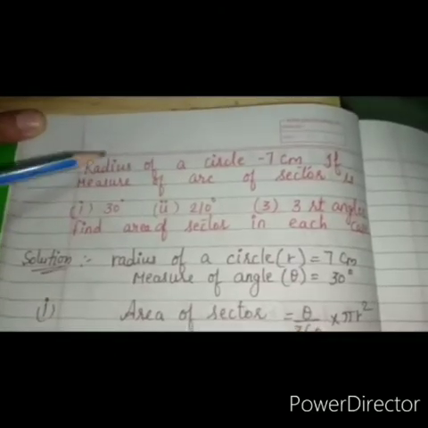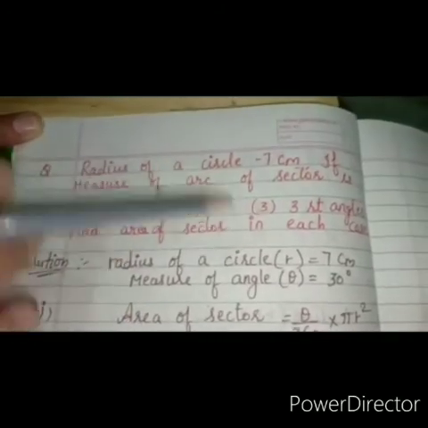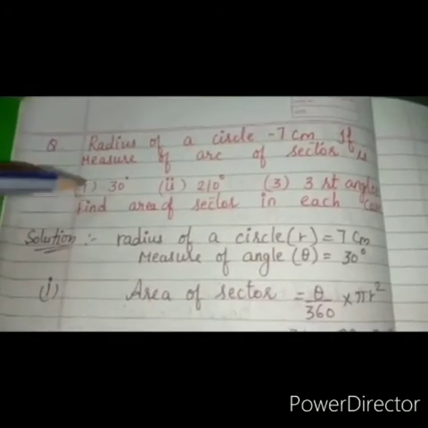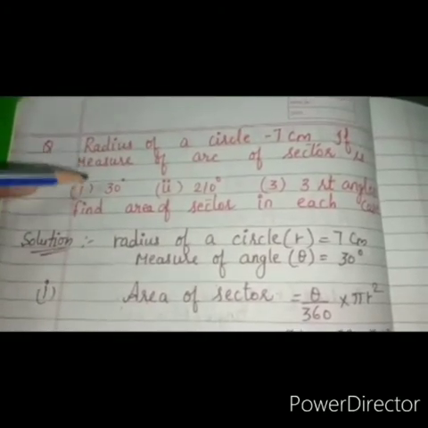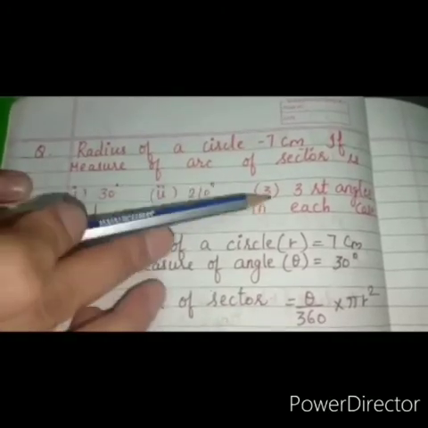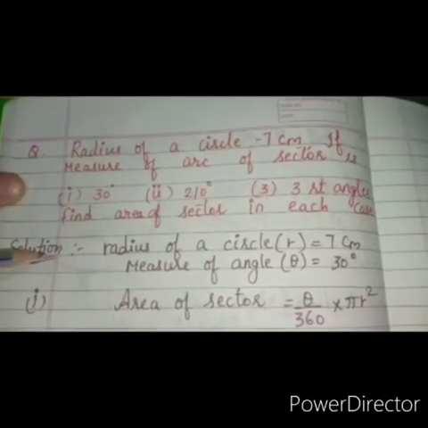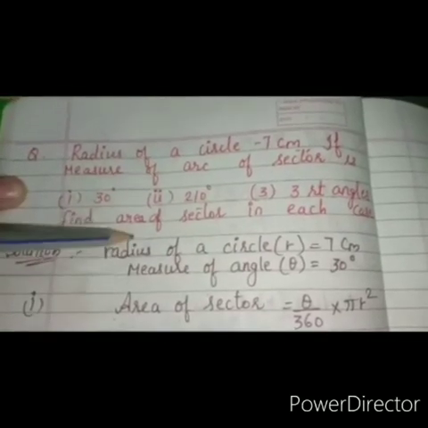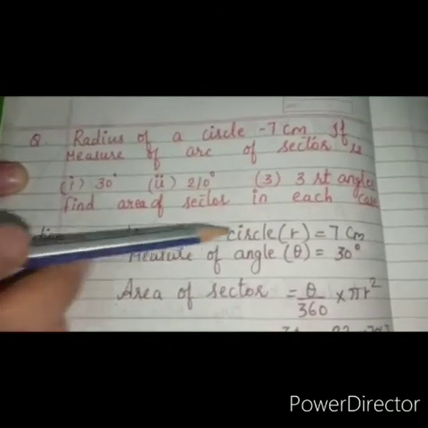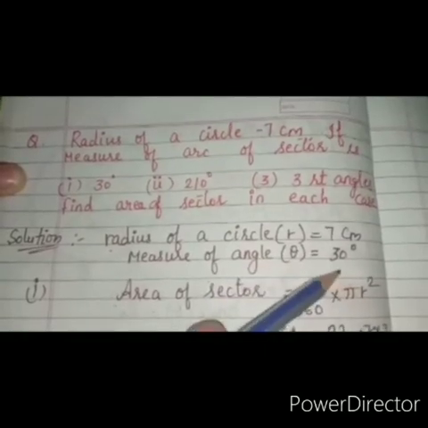Third example, radius of the circle is given 7 centimeter and the measure of the arc of the sector is, you have to find out, wherever 3 different angles are given. In the first it is given 30 degree, second it is given 210, and third is 3 right angles. 3 right angles means 3 multiply 90 degree, and you have to find the area of the sector in each case. So first, radius of circle, which is r, 7, measure of angle, that is theta, which is 30.